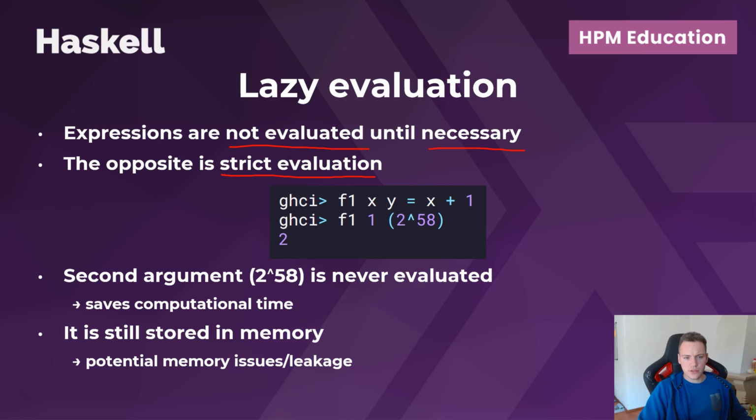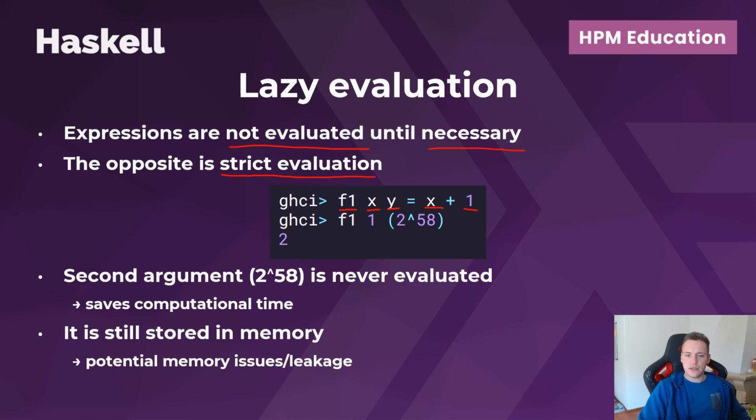To illustrate this, here's a function, we'll just call it f1. It takes two arguments, x and y, and the function body is just incrementing the first argument x by 1. So the second argument is completely useless, we don't need it.